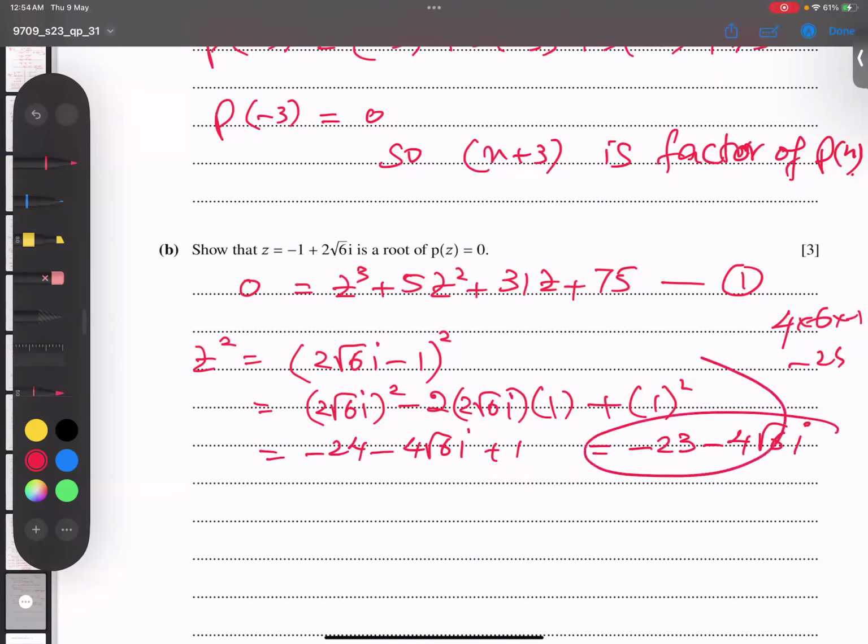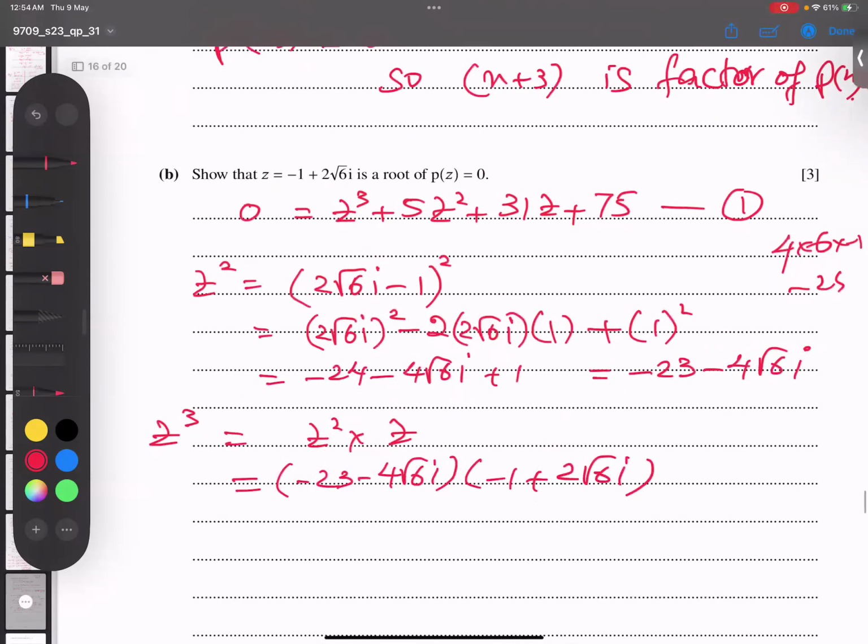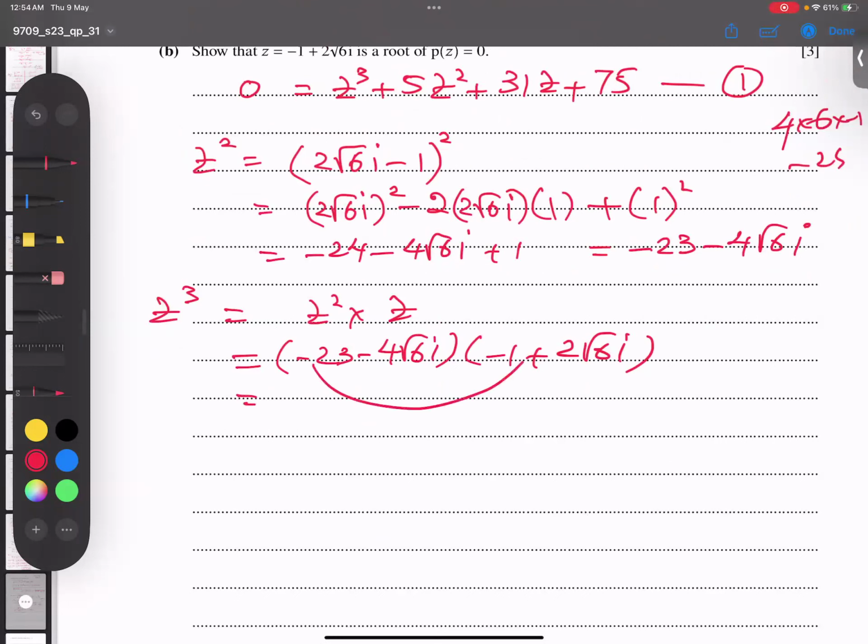Now, it means I got the Z square answer. Z itself is this, no problem. Only Z cube left. So Z square into Z is Z cube. So look here, Z cube is Z square times Z. And Z square is here, and Z is this. So students, let's multiply this with that. I got 23 positive, and it's 46 root 6 iota. And this multiplied with that, negative, negative, plus 4, 6 root of 6 iota.